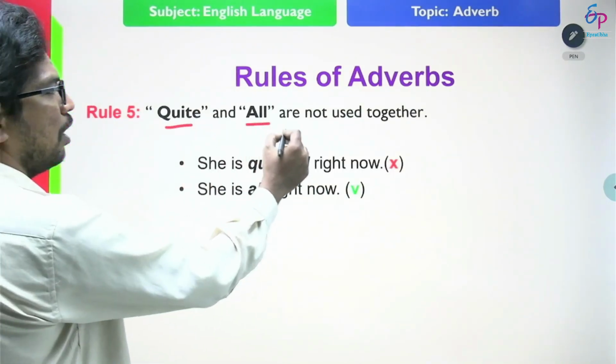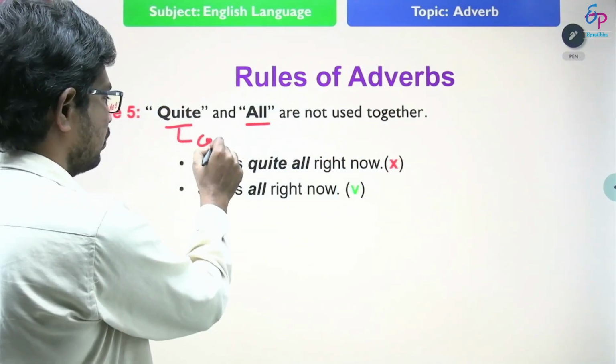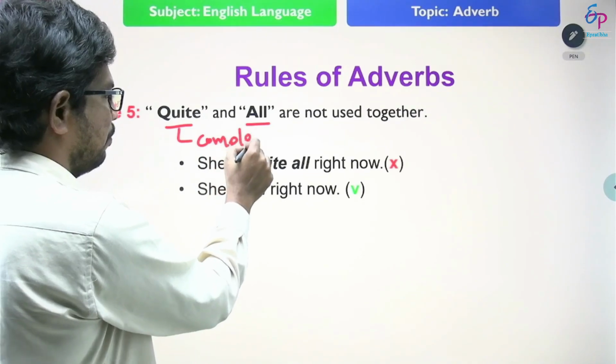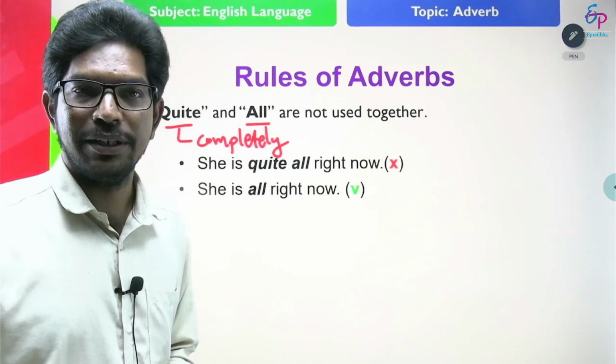Quite and all are not used together. Quite means completely. So quite and all are not used together.